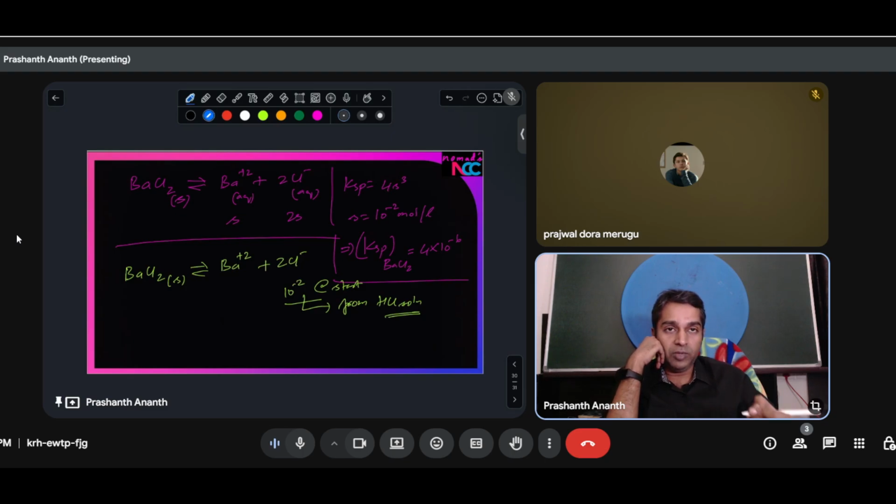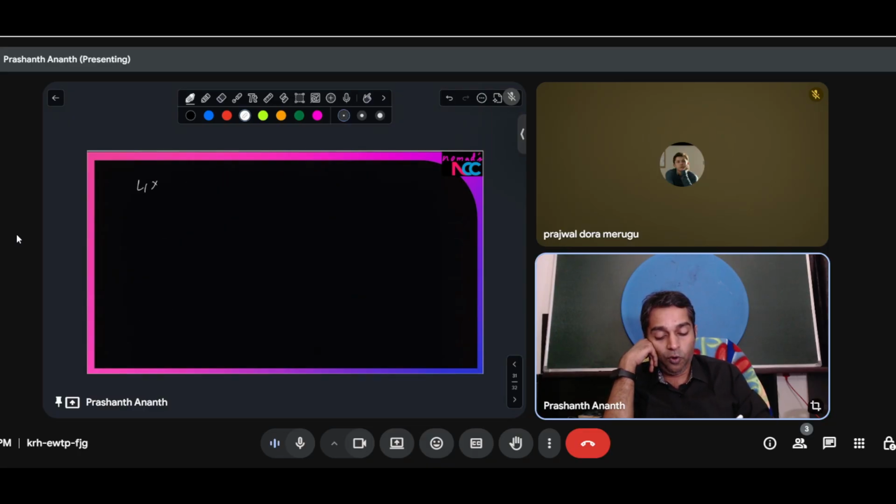I will now have solubility, let's call it X. If solubility is X now, then this would have been 0 in the beginning. So this will become X, and this will become 10 power minus 2 plus 2X. What is this KSP over here? This KSP we calculated earlier as 4 into 10 power minus 6. So we end up having 4 into 10 power minus 6 equal to X into 10 power minus 2 plus X.